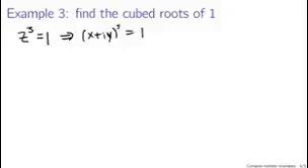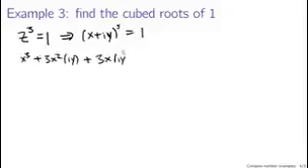Now, if we expand out this cubic, you get x cubed plus 3x squared times iy plus 3x times iy squared plus iy cubed, and this is going to have to equal 1. Now, looking at these expressions, here we have an iy, here we have an iy squared. This is going to give me an I squared, which is going to be a minus sign. And here I have an iy cubed. This is going to give me an I cubed, which is going to be minus I.